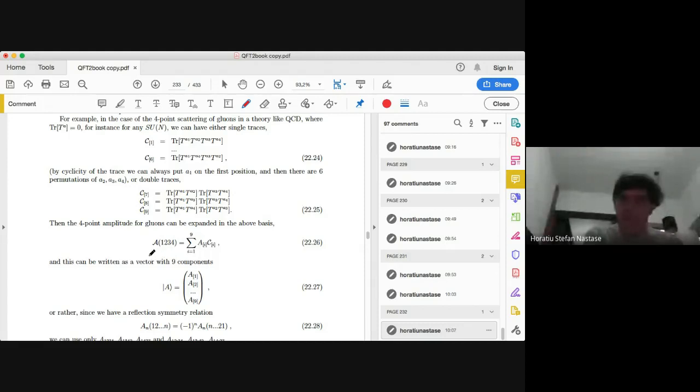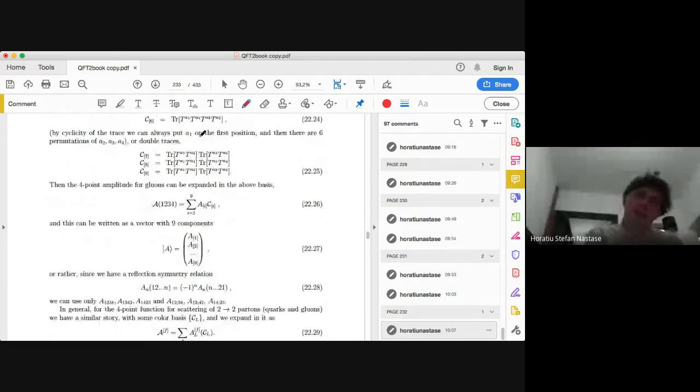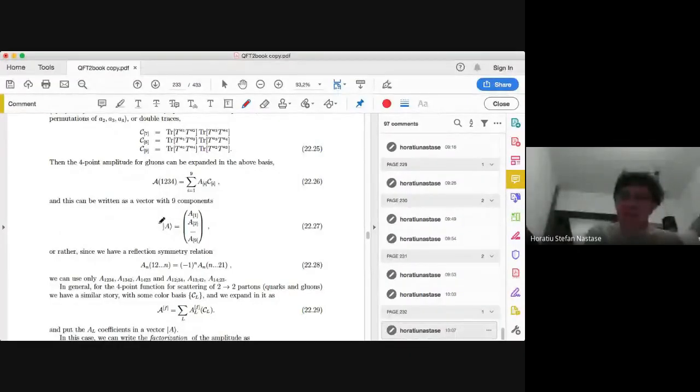And so the total amplitude for 4 gluons, 2 gluons going to 2 gluons, will be these color structures times the color-ordered amplitudes corresponding to them. So a sum of 9 terms of this type. And then these color structures can be thought of as a ket, or a column vector if you want, with 9 components.